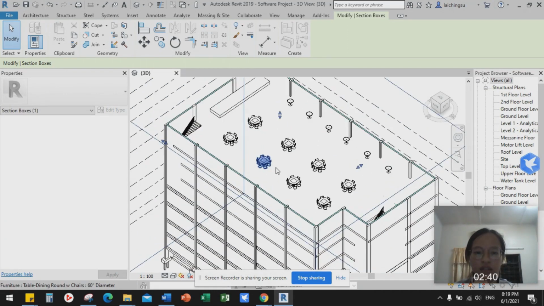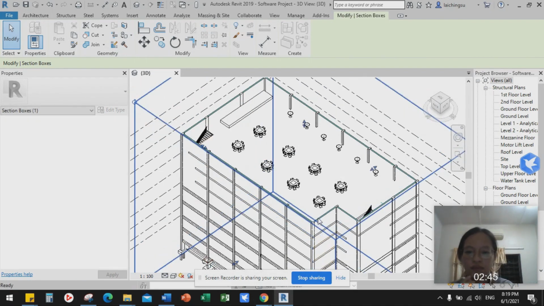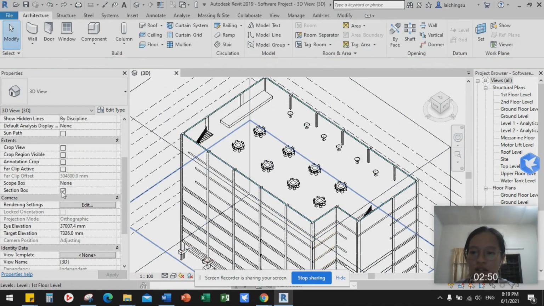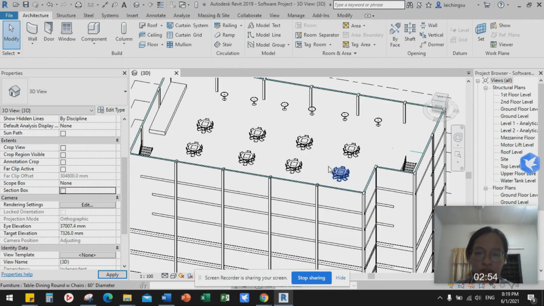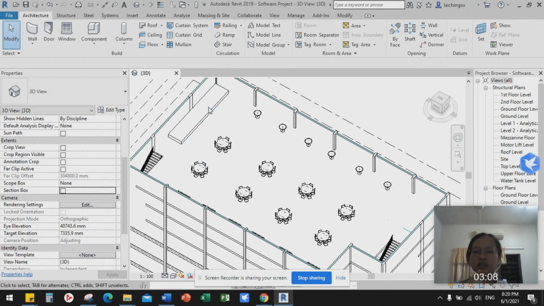At the roof top, there are two stairs. This is the staff stair. This is the customer stair. The customer can arrive at the roof top by using the stair only. Then this is the stage for the musician to play music for the customers to enjoy their dinner.